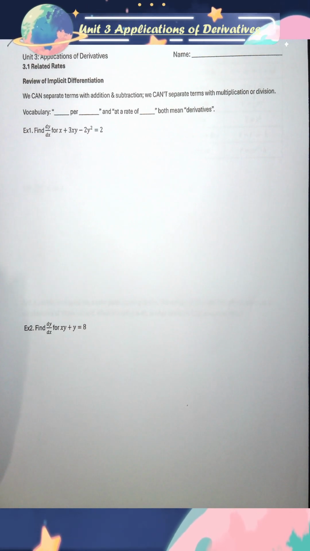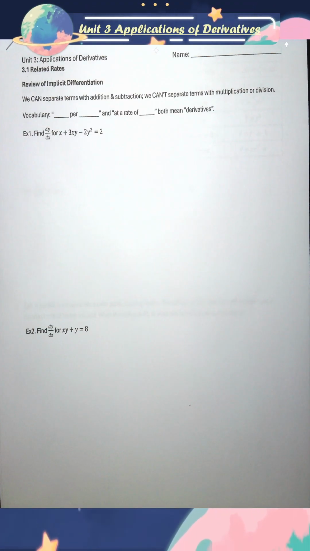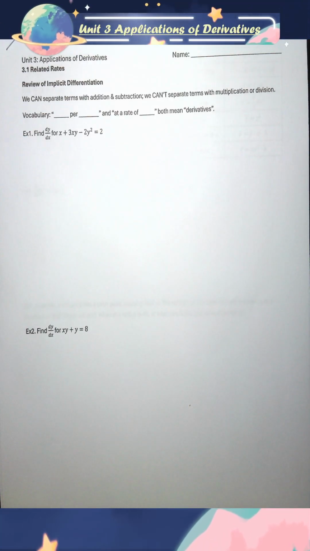Let's get started. Today we're gonna go ahead and start with our Unit 3 material. Let's start off with related rates.